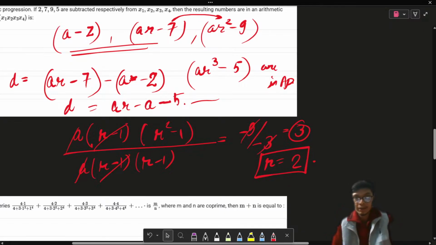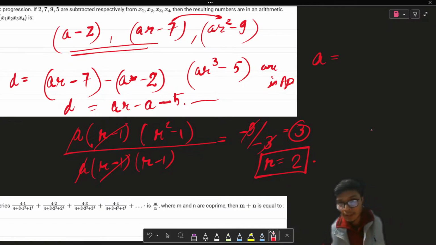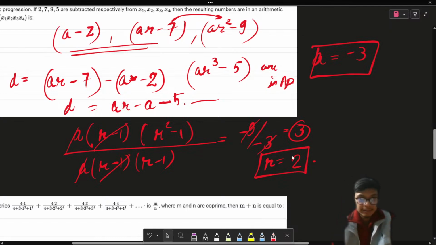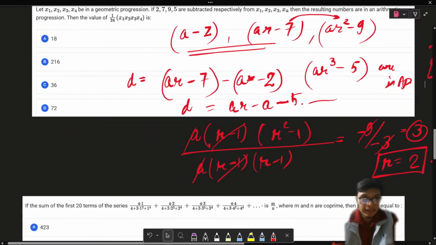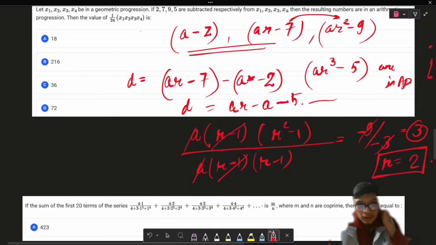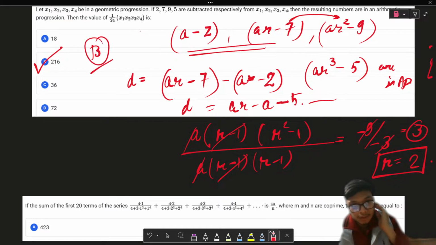Once you get the value of R, you can substitute in any of these expressions to get the value of A, which is going to be minus 3. Similarly, you can then find the product of these values, and ultimately if you solve it, the final answer you're going to get is option number B, that is 216.